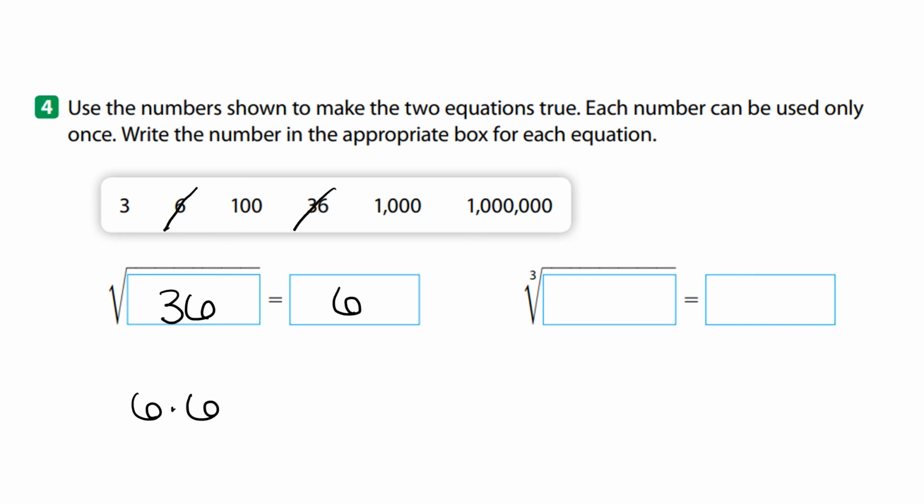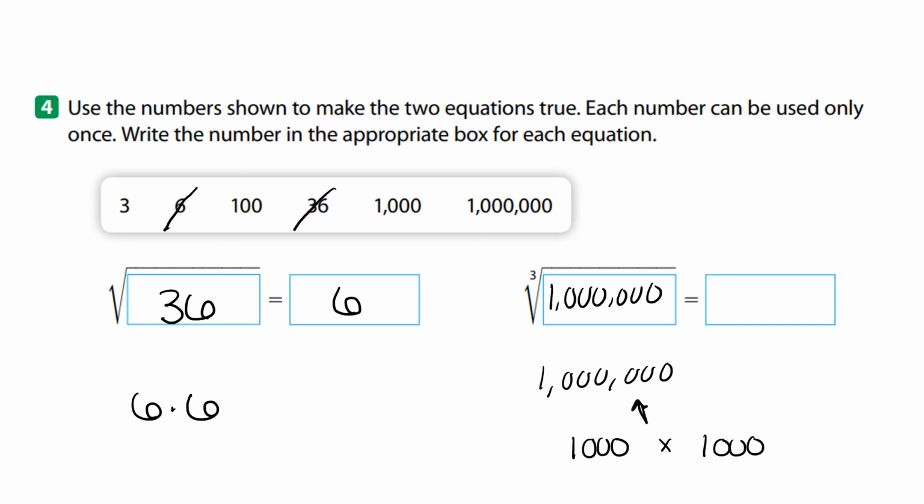For the cubed root, we're going to use the number 1,000,000. The easiest way to break that down is to break out your zeros. In the number 1,000,000, we have 6 zeros. If we split them up evenly, that would be 2 sets of 3 zeros with a 1 with both of them. 1,000 times 1,000 gives us our 1,000,000. So 1,000 is the cubed root of 1,000,000.